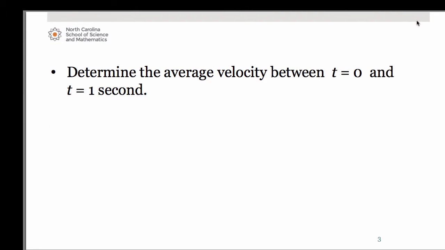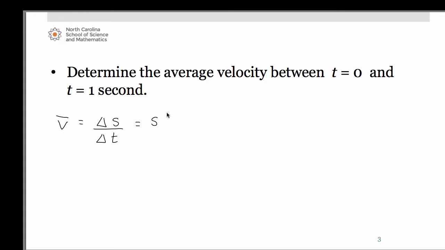So we want to calculate the average velocity between t equals 0 and t equals 1 second. What that means is that if we were to take a look at the motion of this ball between t equals 0 and t equals 1, what is its average rate of change over that course of time? You might remember that average velocity is really a slope calculation. We can use the symbol v bar, and average velocity is always change in position over change in time.